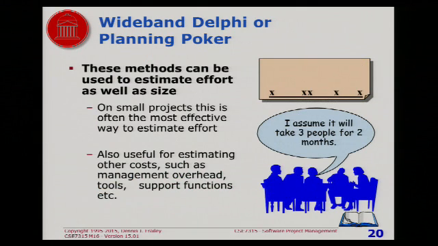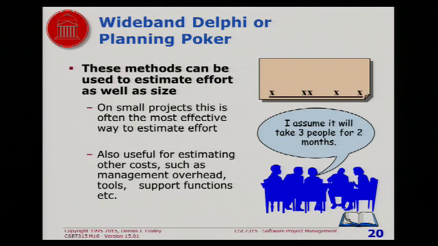One of the most interesting ones is actually two methods. One is called wideband Delphi and one is called planning poker. They're essentially the same method, but planning poker is the shortcut version of wideband Delphi. The idea of these methods is to bring the expertise of multiple people together. We talked about that when we talked about using these methods for estimating size.